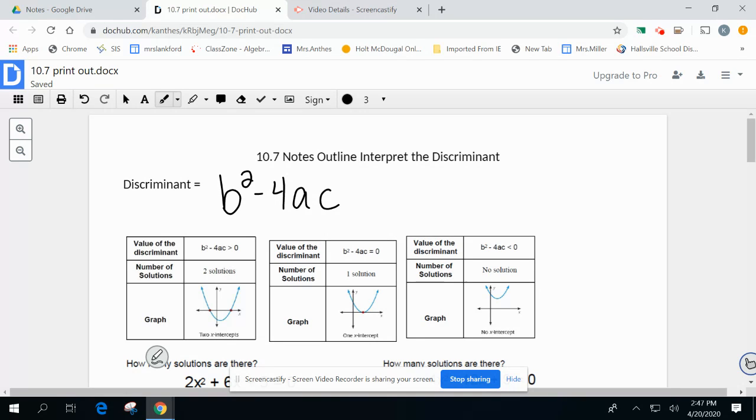So here you have three different types of discriminants. If your discriminant's greater than 0, that means you have two solutions. Your quadratic would go through the x-axis twice. If you have the discriminant equaling 0, you have one solution. And if you have the discriminant less than 0, that means you have no solution because you have no x-intercept.